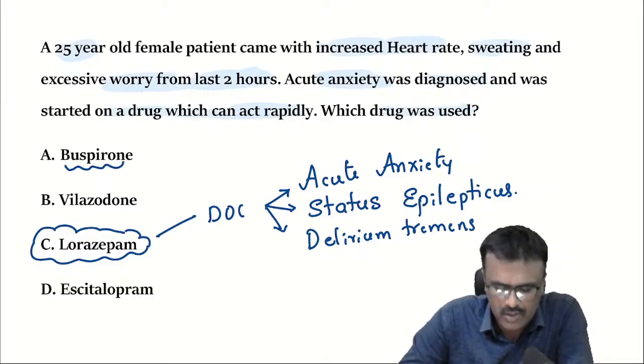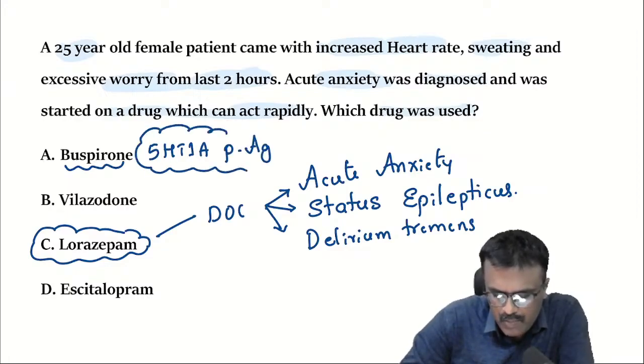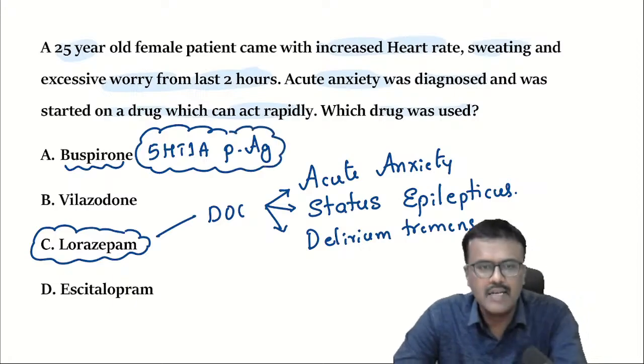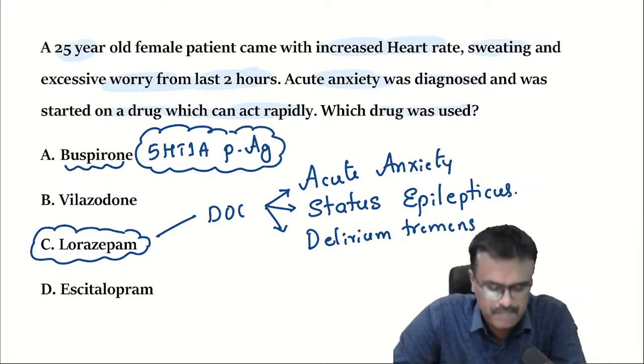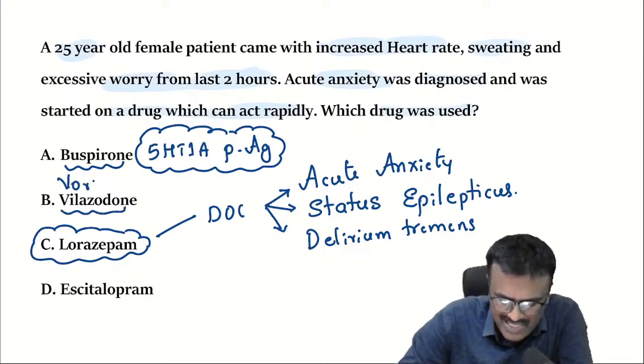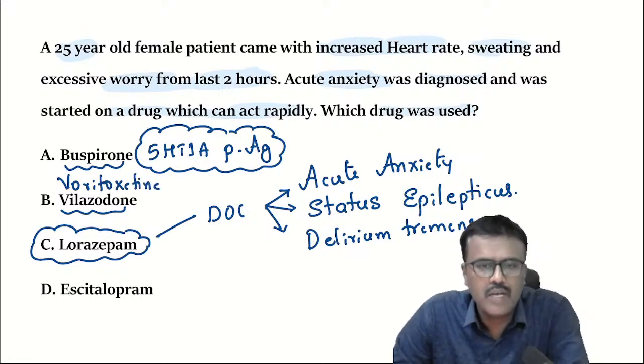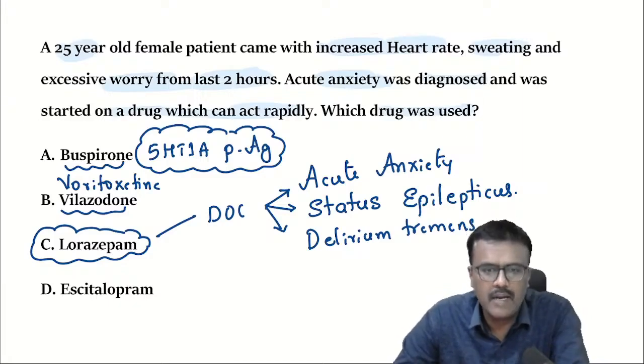Buspirone, yesterday also I told you, it's a 5-HT1A partial agonist. Buspirone is approved for chronic anxiety or generalized anxiety disorder. Vilazodone and a new drug vortioxetine, these two are novel antidepressants. Novel means new. They are used for major depressive disorder.